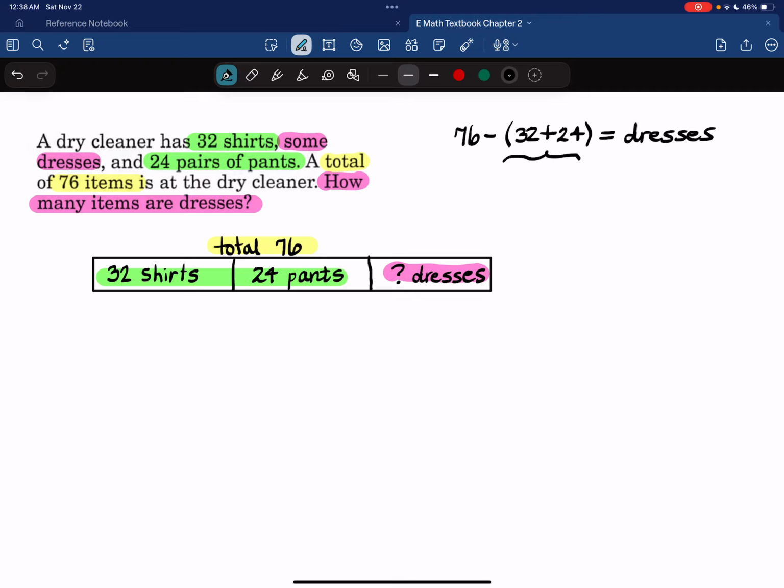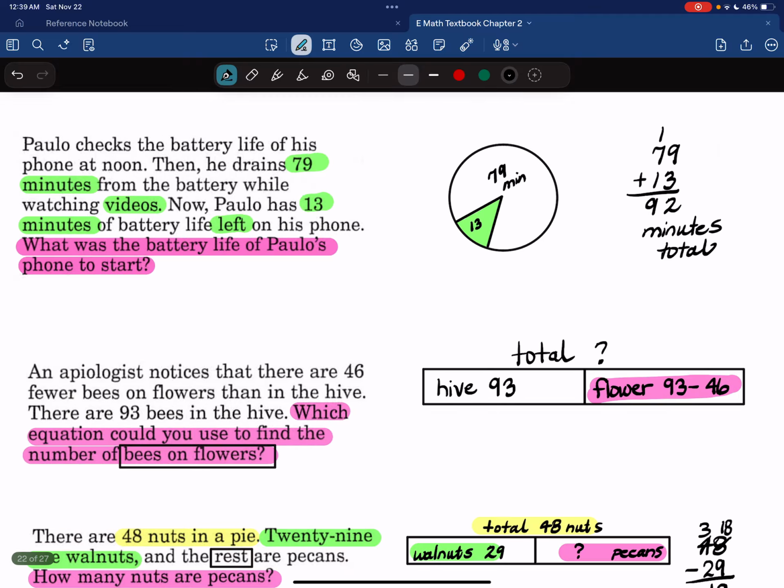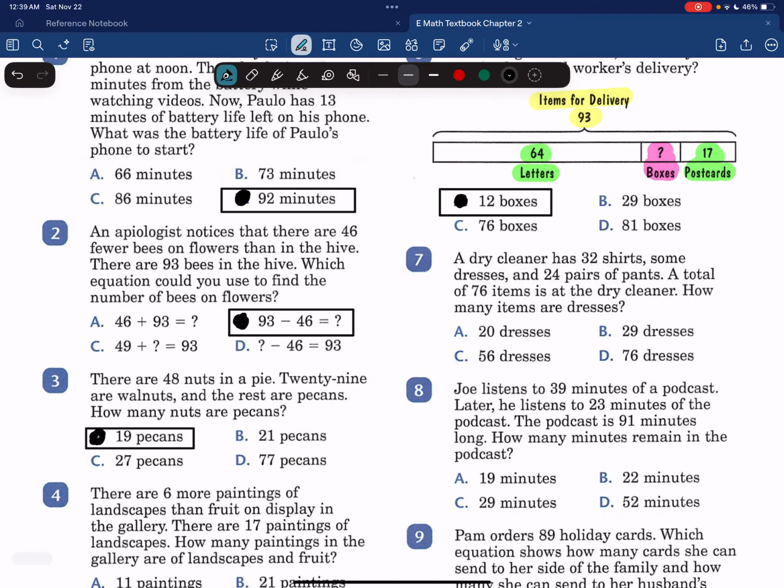So let's do this one first, where we have 32 and 24. That's 56. And 76 minus 56 is 20. So there are 20 dresses at the dry cleaner. So I like A as an apple on that one. 20 dresses.